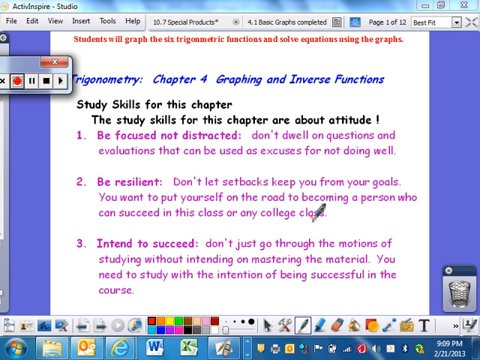Alright, so today we're going to talk about graphing and inverse functions of trig functions, or the 6 trig functions.